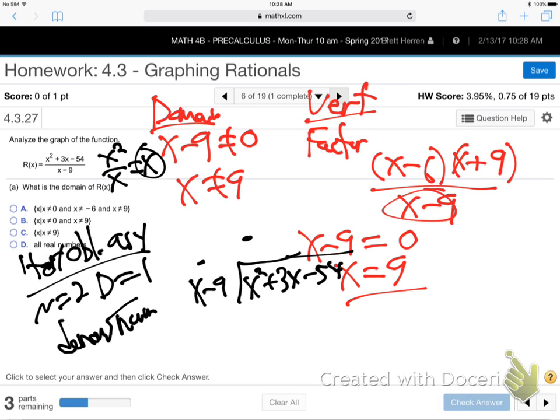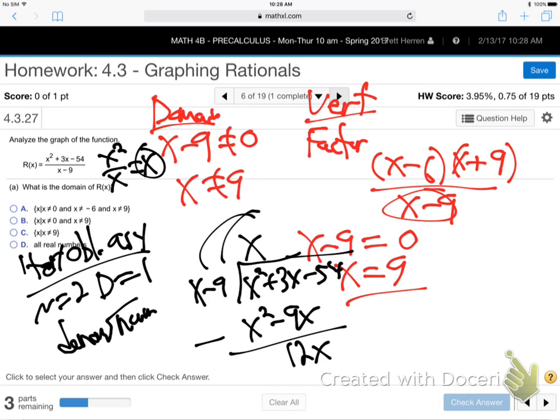What times the front matches the front? Plain x goes to both. x squared minus 9x. Subtract. Okay, watch out. This is where a lot of people get messed up. x squared minus x squared, gone, of course, always. 3x minus minus 9x is positive 12x. Everybody see that? And then minus 54, but that's actually irrelevant. See why it's plus 12x? Because minus a minus 9.